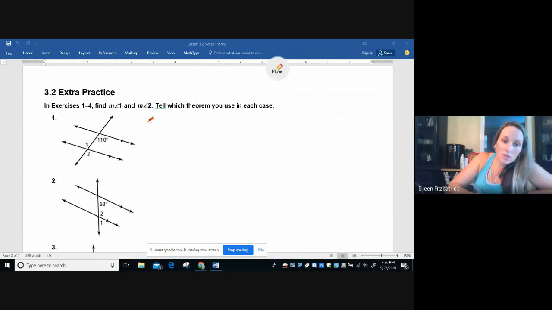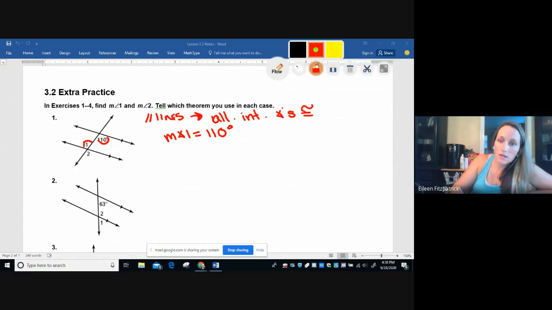So my justification for this problem would be parallel lines implies alternate interior angles congruent. So angle 1 and this angle 110, they're alternate interior and they're congruent. So I can say the measurement of angle 1 equals 110 degrees, okay?